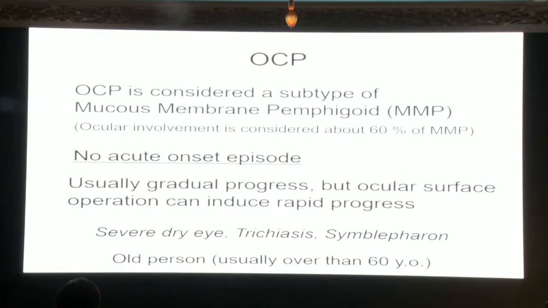So OCP is considered a subtype of mucosal membrane pemphigoid, MMP. Ocular involvement occurs in about 60% of MMP. OCP has no acute onset episode compared with SJS, and usually progresses gradually, but ocular surface operation can induce rapid progress. Usually there is severe dry eye, trichiasis, and symblepharon, and an older person can develop OCP, usually over 60 years old.